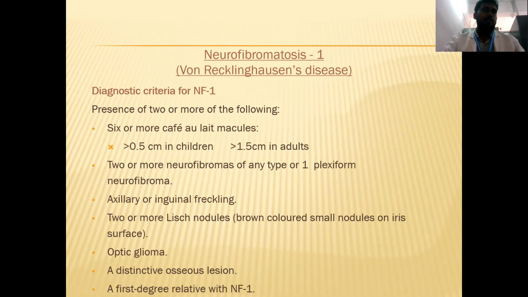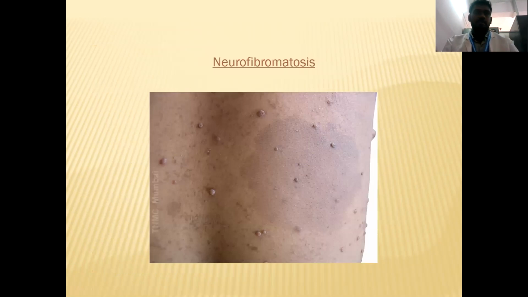It has diagnostic criteria which include cafe-au-lait macules, 2 or more neurofibromas of any type or 1 plexiform neurofibroma, axillary or inguinal freckling, 2 or more Lisch nodules, optic glioma, distinctive osseous lesions, and a first degree relative having neurofibromatosis 1. So we can see these are the cafe-au-lait macules, and there are multiple tiny neurofibromas which can be seen in this particular way.